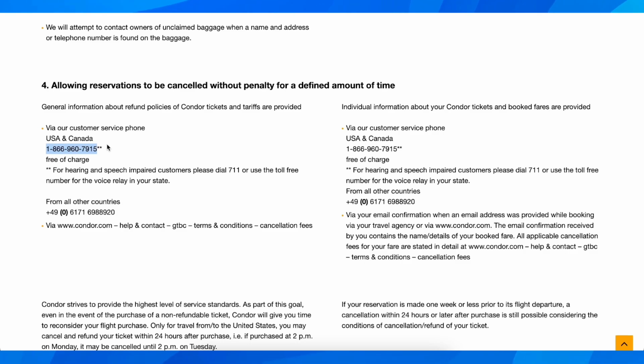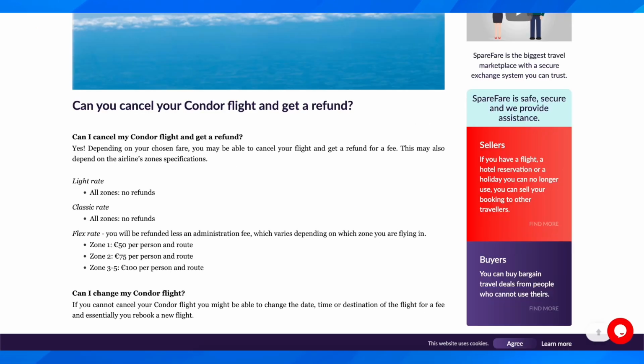If you're from USA and Canada, or if you're from all other countries, you can call them at this number here. And basically you're gonna have to tell them that you want to cancel your flight. Of course, they're gonna ask you some personal information about the flight, your reference number and your first and last name, and then basically they will cancel your flight.